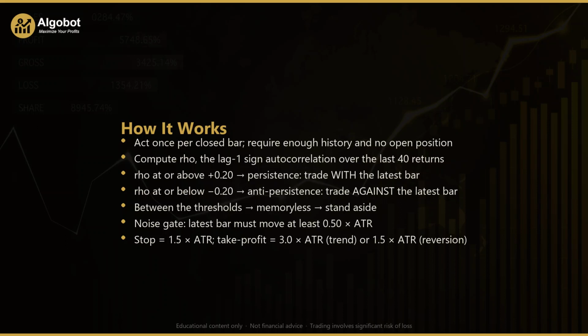Risk management is fully volatility-based. The stop loss is placed 1.5 times the average true range away from entry. The take profit adapts to the regime, a wider 3 times multiple when riding a trend, because persistence tends to extend, and a tighter 1.5 times multiple when fading, because snapbacks are quick. Then it waits for the next bar.